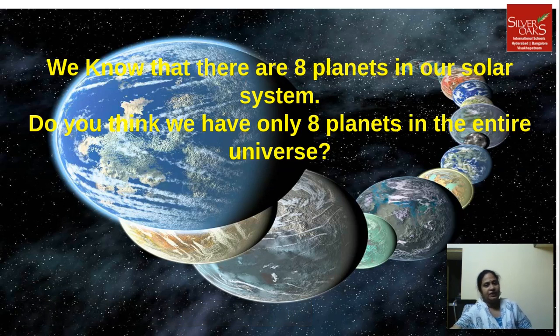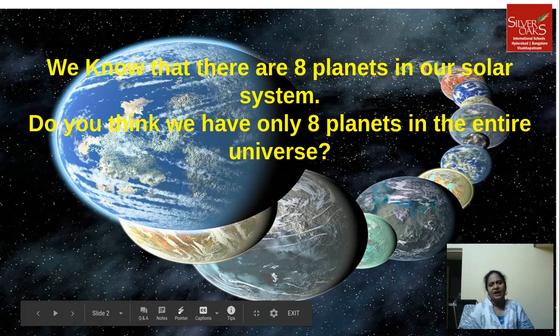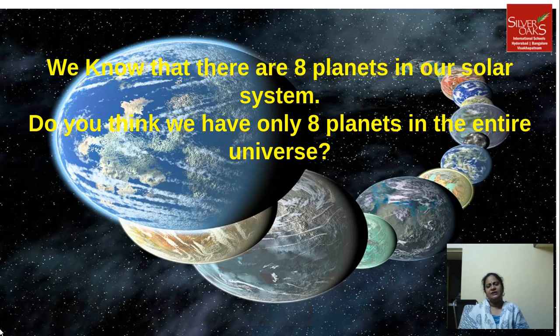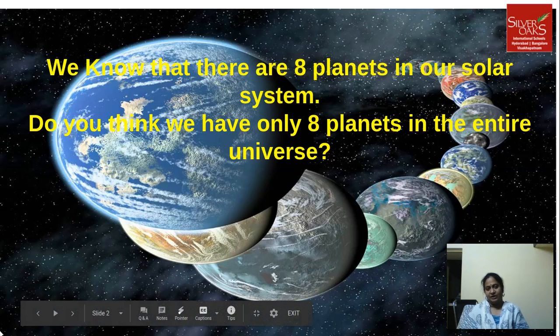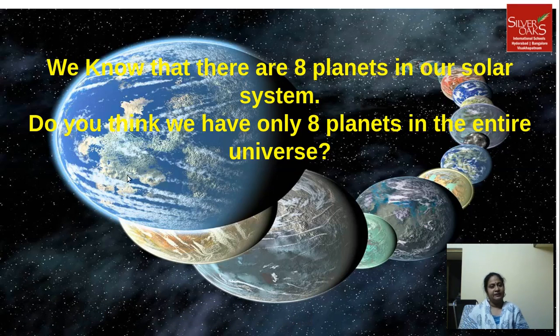We know that there are eight planets in our solar system. Do you think we have only eight planets in our universe? Has the universe stopped after making the eight planets? That is the big question today. If the universe has not stopped after making the eight planets, then what are the other planets known as? Those planets which are away from our solar system are called exoplanets.